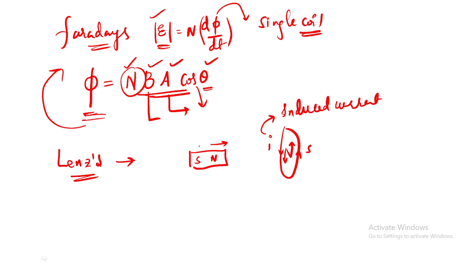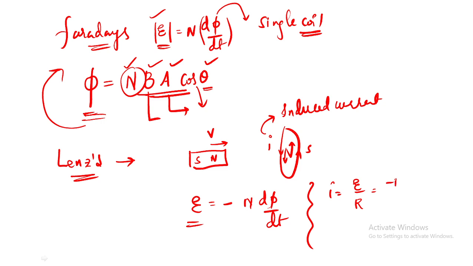Whenever this EMF is there, this EMF is actually the negative of the change in flux divided by the change in time. So whenever the magnet tries to reach towards the coil, this EMF is induced, but this EMF is developed in the opposite direction. So what is the induced current here? Induced current is the EMF divided by the resistance of the coil. So the EMF is N times d flux divided by dt, and the current is that divided by R.